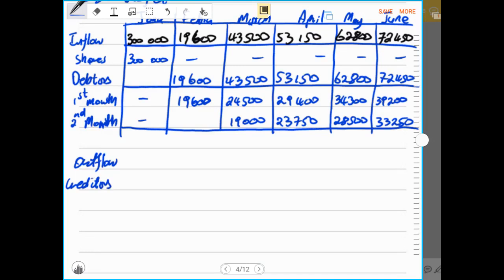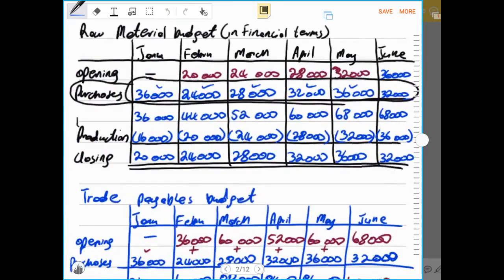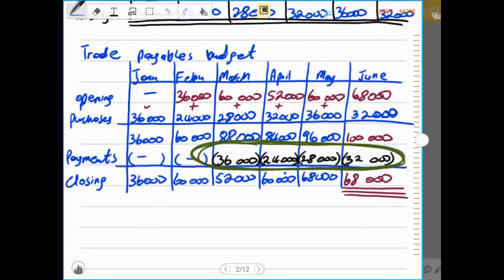Where we pay our creditors, you can say payments of trade payables or payments to trade payables. Just because of space, I just want to say creditors. Now when we paid our creditors, we have to check in which budget. We check under the trade payables budget, and I've already highlighted it for you.